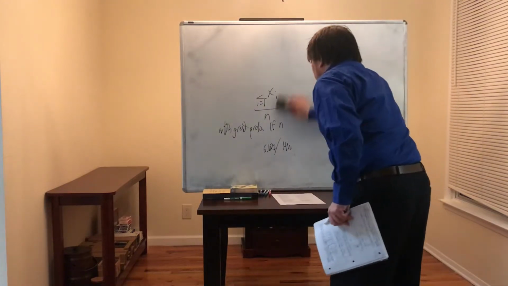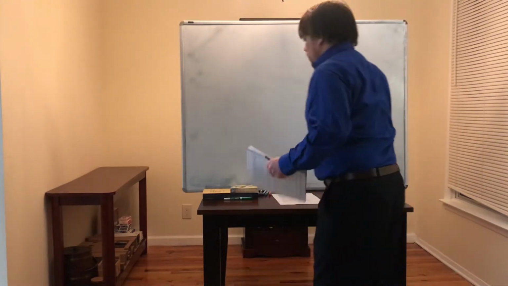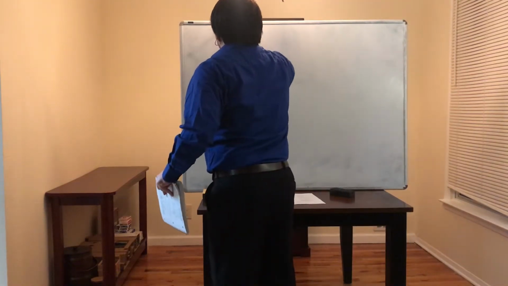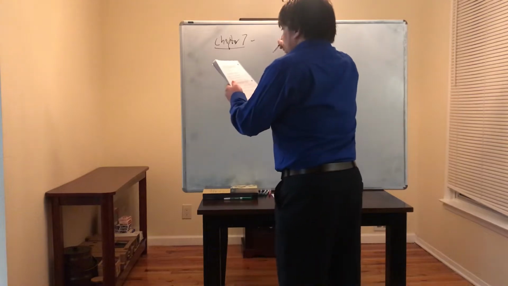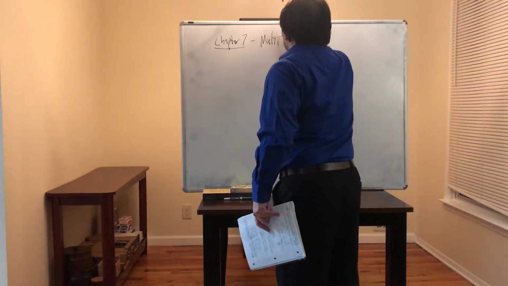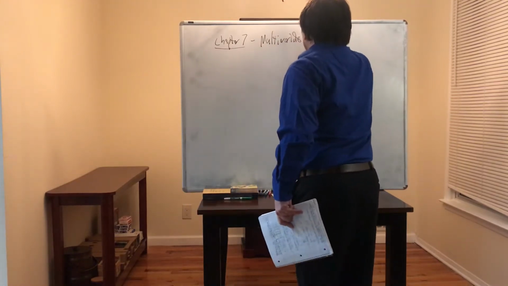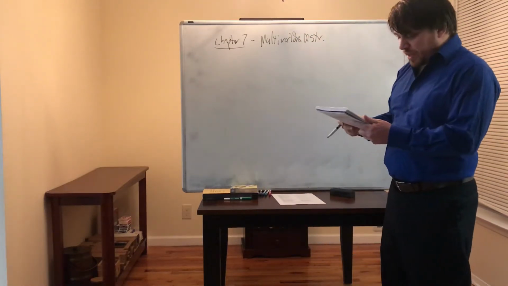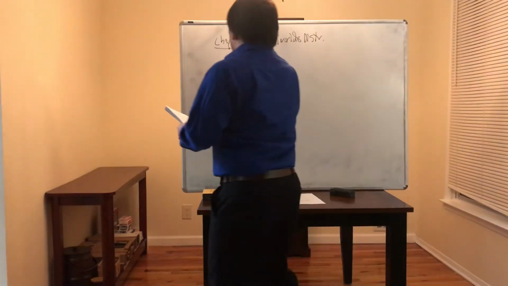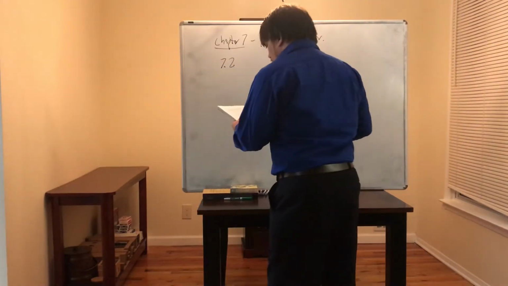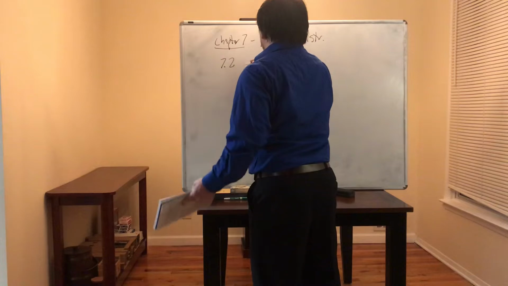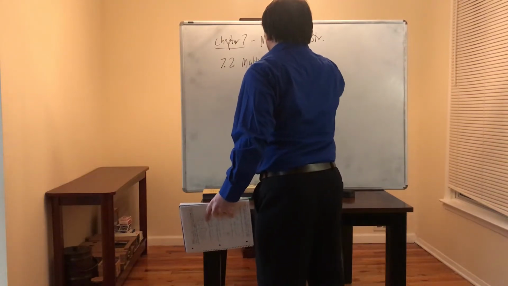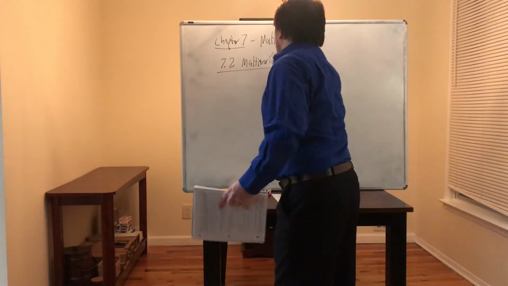The rest of the lesson will be on chapter 7. Chapter 7 is on what's called multivariate distributions. 7.1 is an introduction, so let's start with 7.2, which is on, again, multivariate distributions.